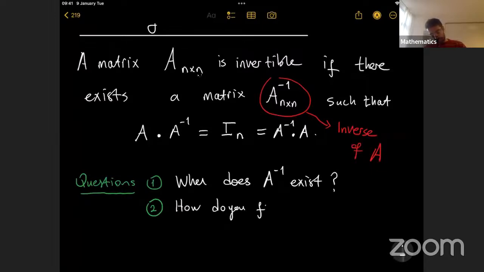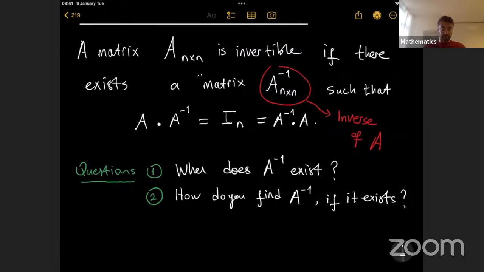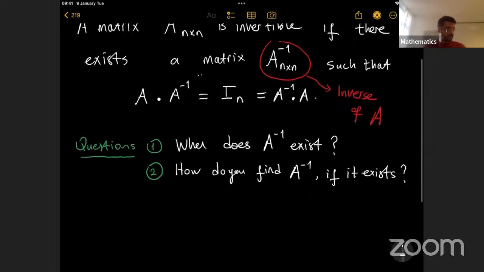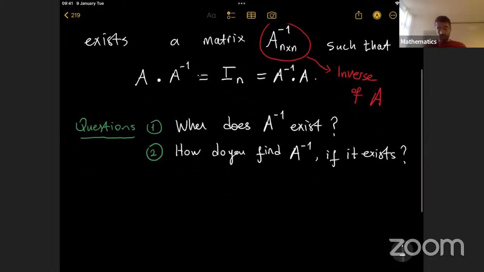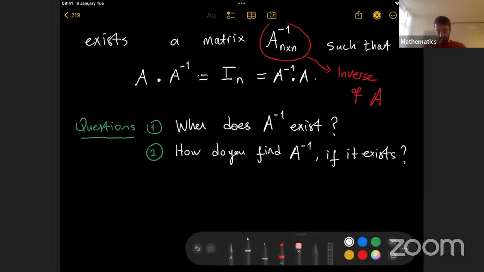How do you find A inverse if it exists? So we have two basic questions. First, we will concentrate on the first one, the conditions for the existence of the inverse of a matrix. To answer this question, we need this notion of determinant. So let's talk about the determinant of a matrix.